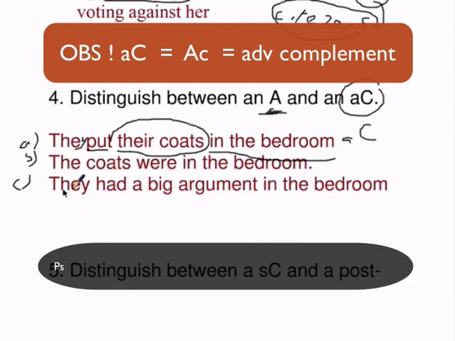Meanwhile, in C, they, subject, had, predicator, something, a big argument, you could conceivably stop there. They had a big argument. That's the main information. This time, in the bedroom, purely indicates where. This is an adverbial. It's not syntactically necessary for you to be able to complete what you're saying.